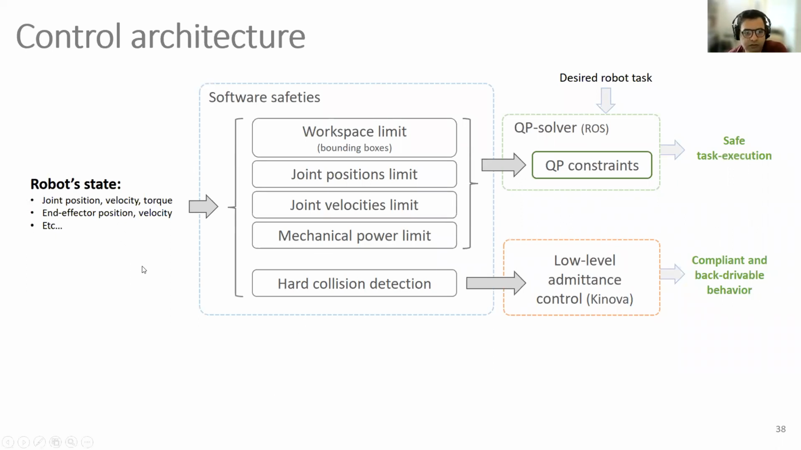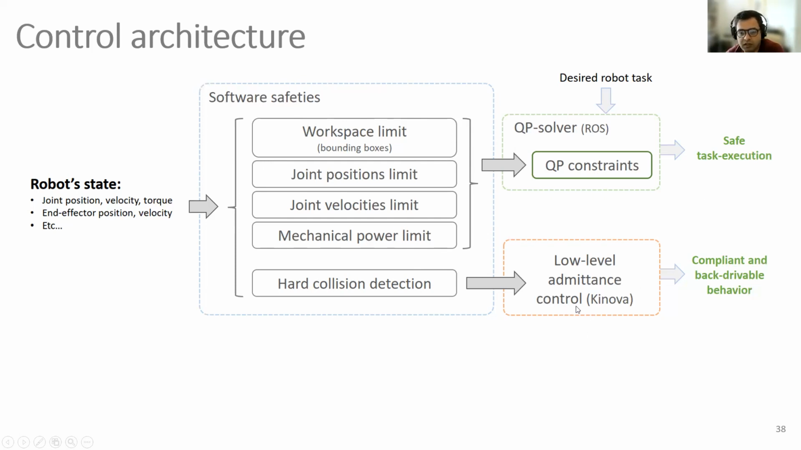We have the robot state. We can have some software safety on several aspects of the robot's movement, and the idea is to embed all these safeties into quadratic programming constraints. This will be a node running in ROS. It will receive the desired robot task, and then it provides safe task execution.